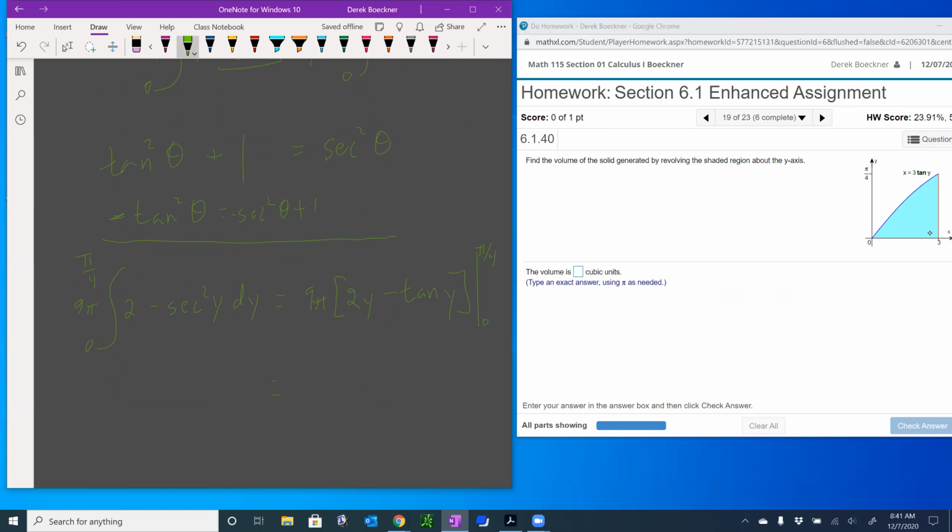At 0, y is 0. At 0, tangent is also 0. So the 0 side, I don't have to actually evaluate. The pi over 4, I get 9 pi times 2 times pi over 4, which is pi over 2, minus the tangent of pi over 4, which is 1. So I get 9 pi squared over 2 minus 9 pi, which is 9 pi times, well, either way, factor it or expand it out.